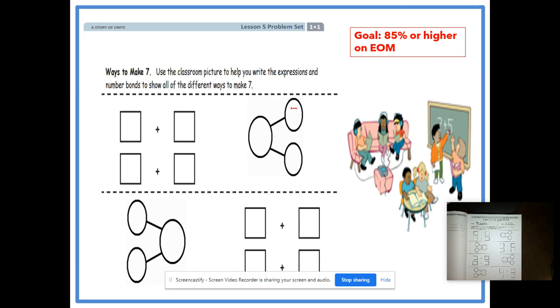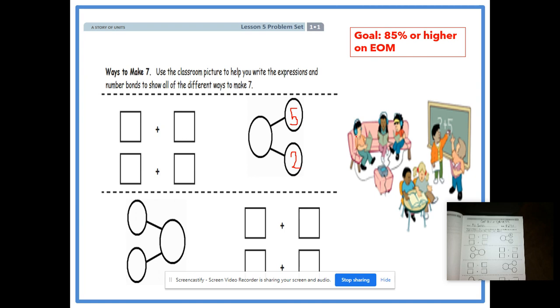So 5 is one part. And how many are standing? Get ready? Yes, 2. So we're going to write 2 as our other part. And you do the same in your book.